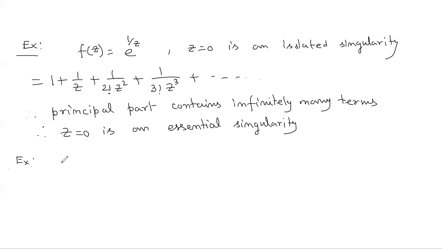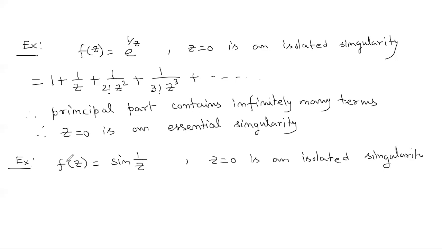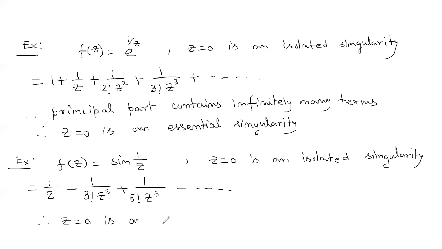Next, let us take f(z) equal to sin 1 by z. So here also z equal to 0 is an isolated singularity. Now if we expand the function, we'll get 1 by z minus 1 by (3 factorial z cube) plus 1 by (5 factorial z power 5) and so on. So here also we are getting infinitely many terms present in the principal part. So z equal to 0 is an essential singularity.